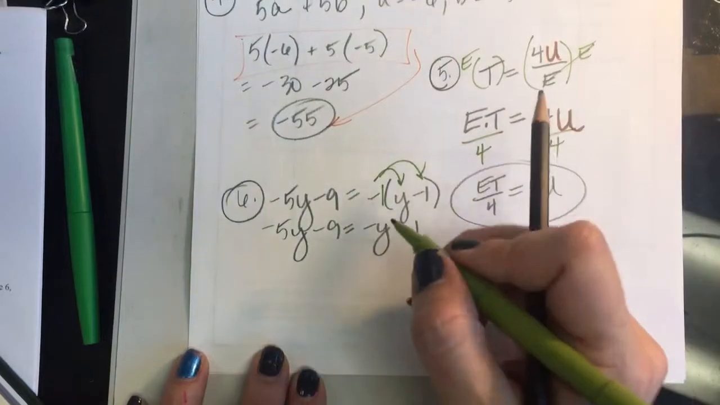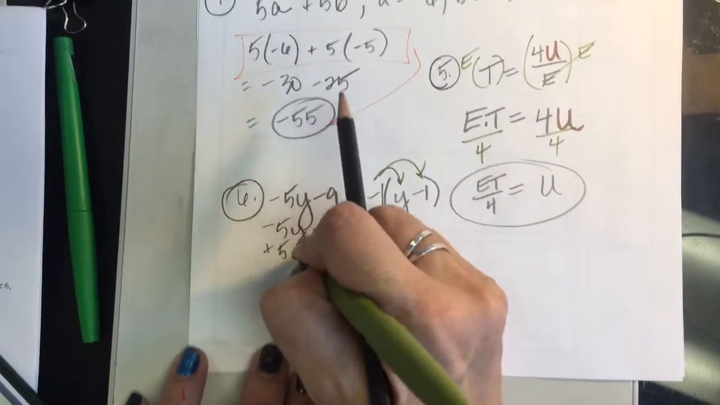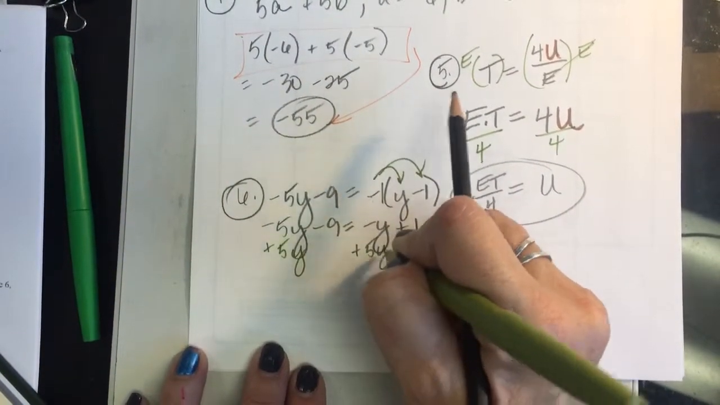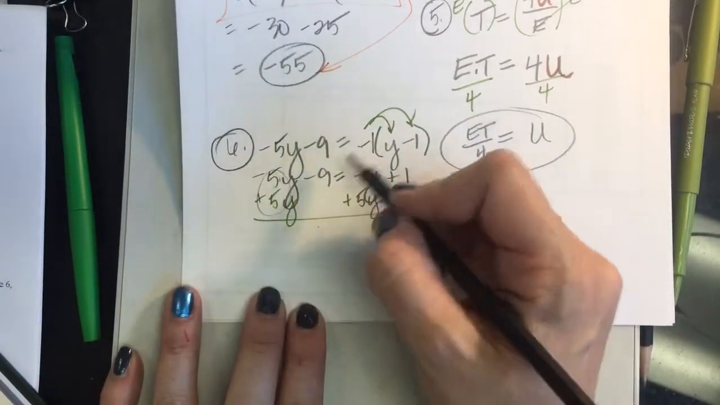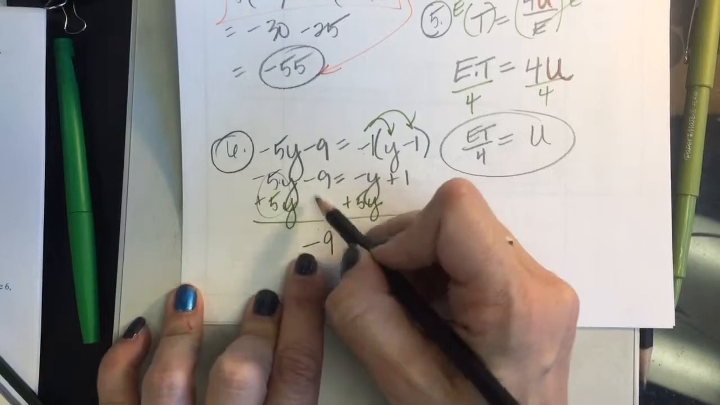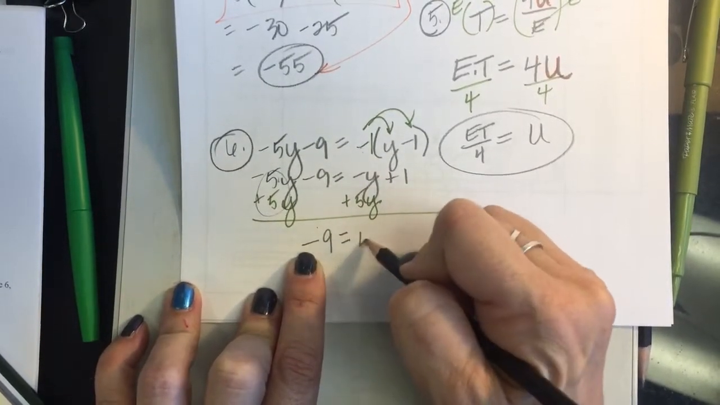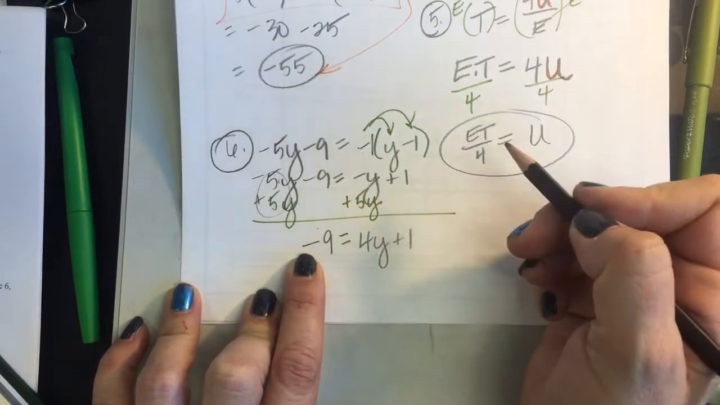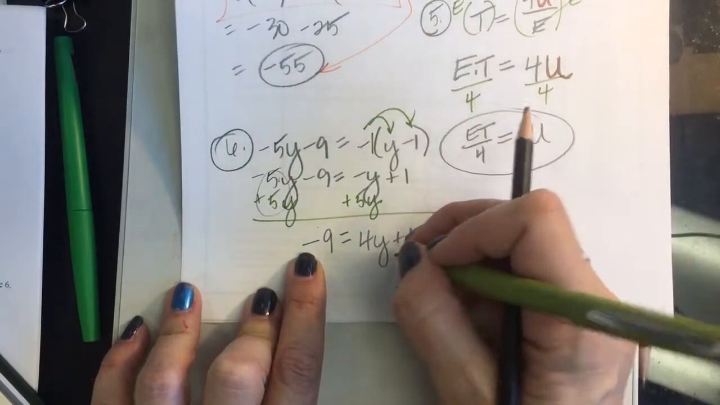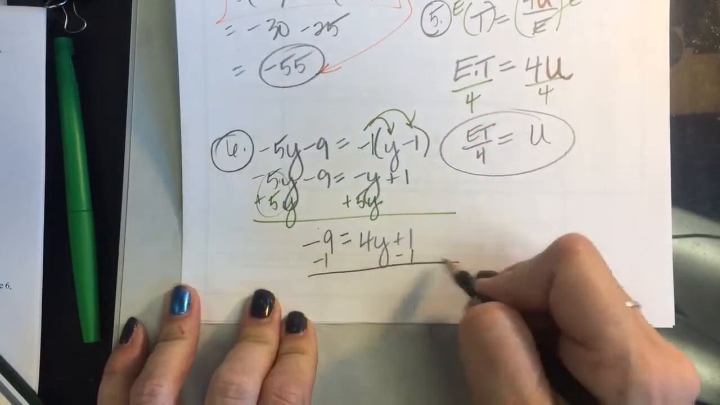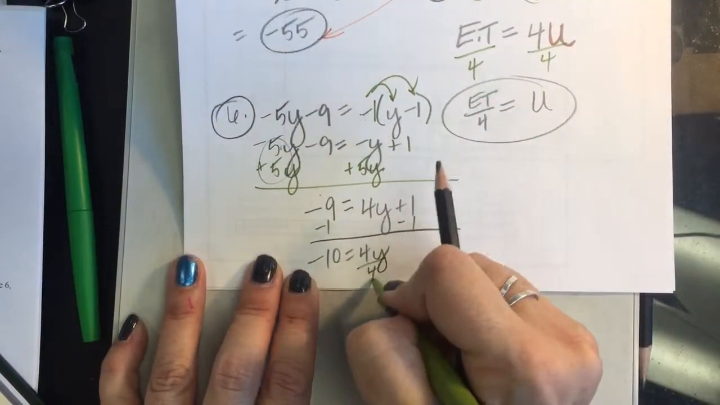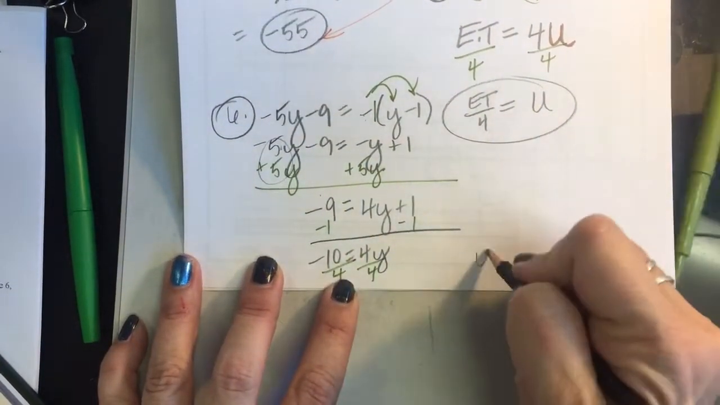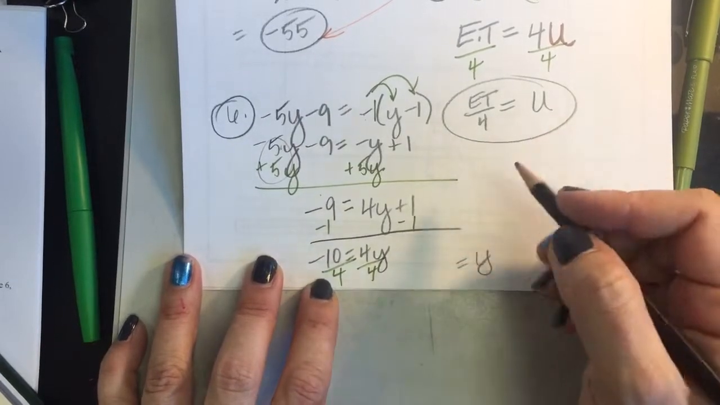You can start solving these in many ways, but I'm going to choose to start by adding 5y's to both sides. Be careful with your negative. When I add 5y's, those go away. Make sure you don't lose that negative on its way down. 4y's plus 1. If I subtract 1 from both sides, -10 equals 4y. Divide both sides by 4. Y is -5/2, -2.5.